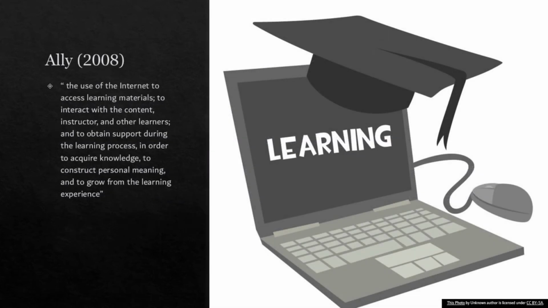First, let's start with a few definitions. ALA defines that online learning is the use of the internet to access learning materials, to interact with the content, instructor, and other learners, and to obtain support during the learning process in order to acquire knowledge, to construct personal meaning, and to grow from the learning experience. There are many online definitions out there, but this is a really good one for you to start thinking about what online learning means.